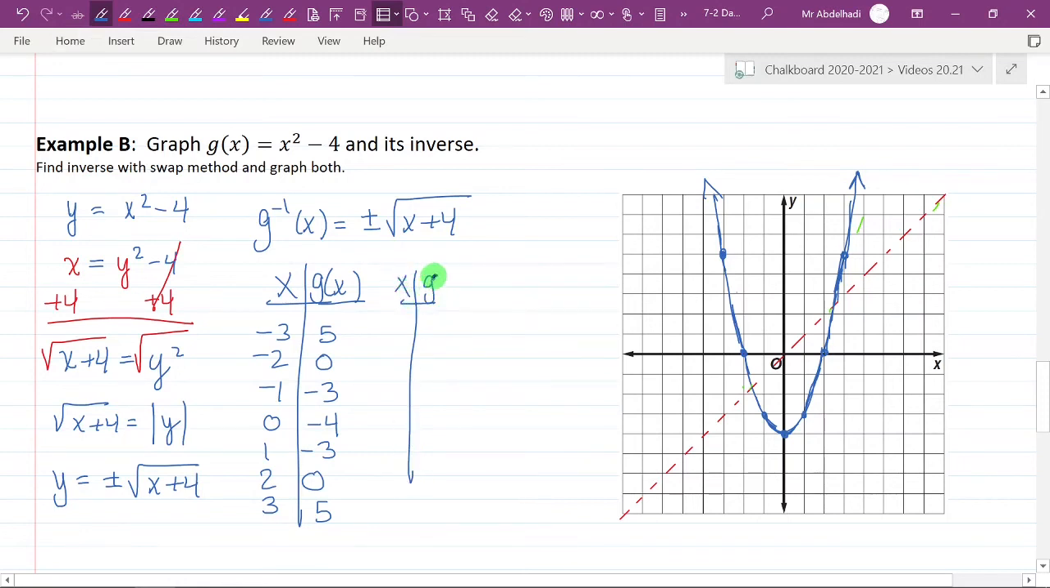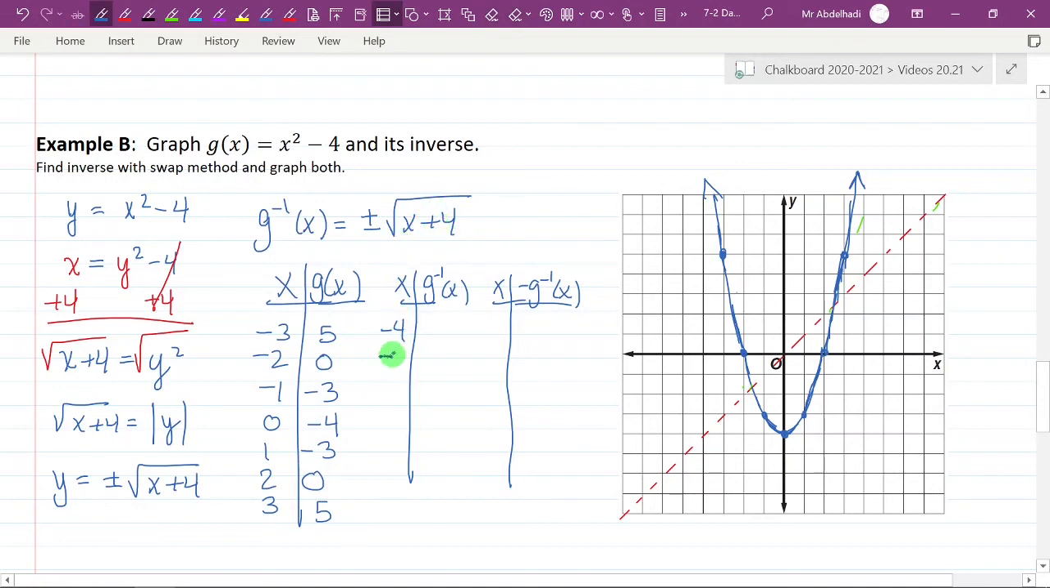So g of x, g inverse of x, the positive one, and then we have negative g inverse of x. Okay, and we're going to have to make two separate tables here. We'll start with negative 4 because negative 4 plus 4 is 0, so we would be starting at 0. If we started with negative 5 plus 4, that would give you a negative 1 and you can't square root that. So going to negative 5 just won't work. So we're going to start with negative 4.